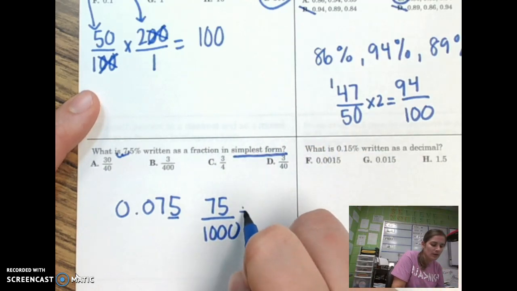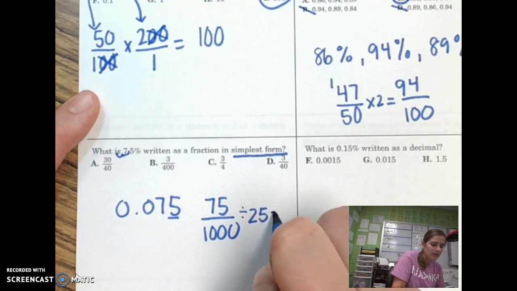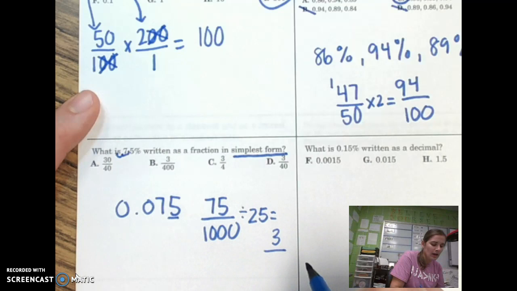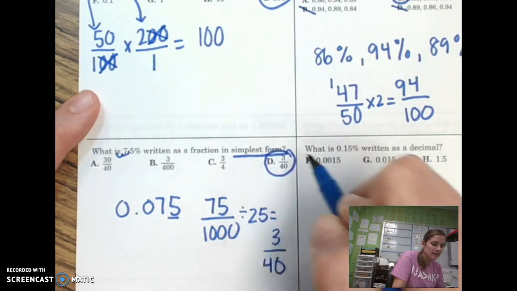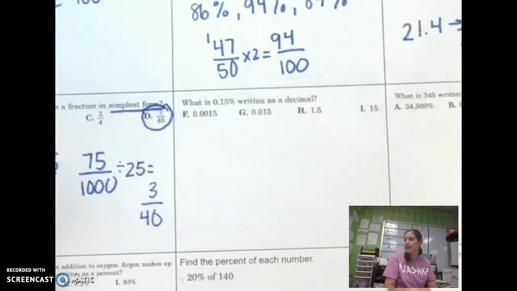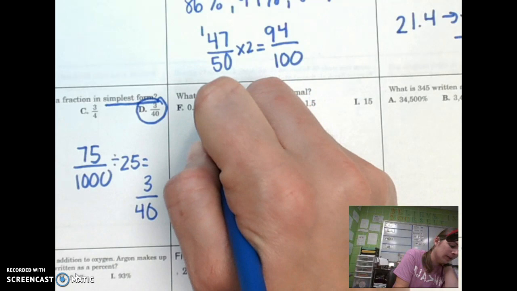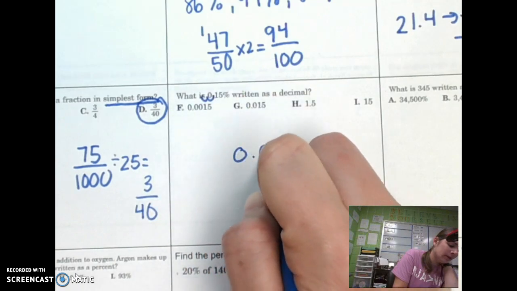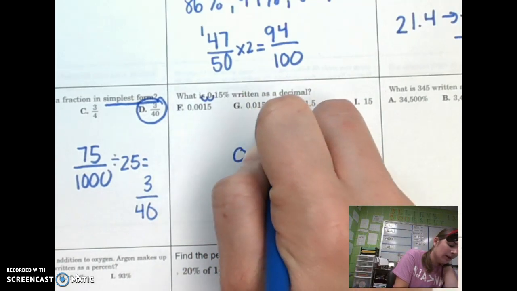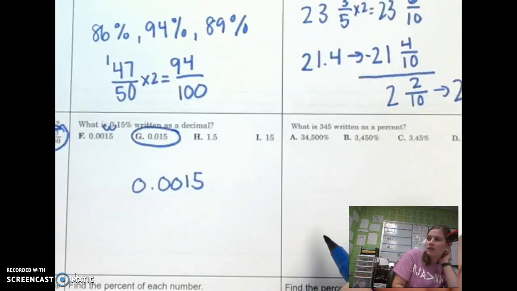And remember, it's its simplest form. So I'm going to start by dividing by 25. 75 divided by 25 is 3. And 1,000 divided by 25 is 40. So our answer is D. Let's look at our next one. We're going to write this as a decimal, so we go 1, 2. So 0.0015, and it is G.